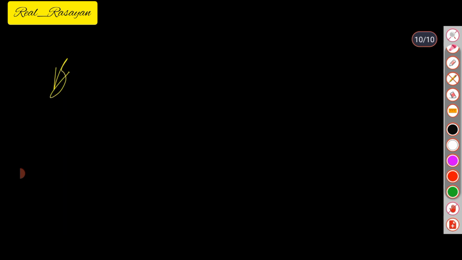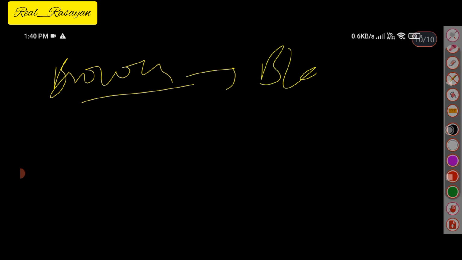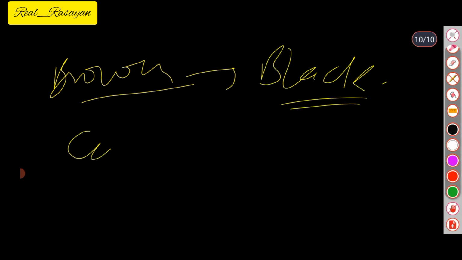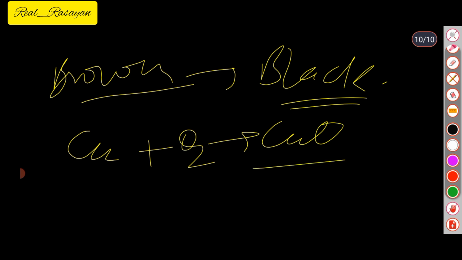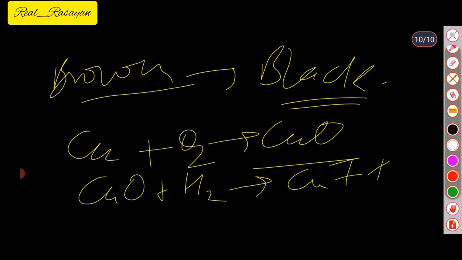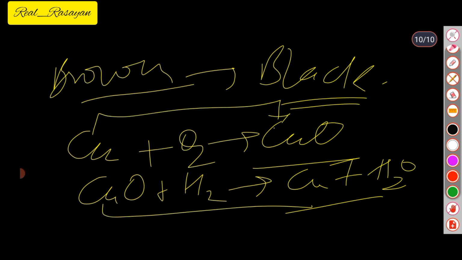Next is a brown colored substance that changes into black in air. That will be copper, which will form copper oxide. By passing hydrogen gas over this copper oxide, it will further get reduced and form copper and water. So the oxidation of copper in the first reaction and the reduction of copper in the second reaction. Addition of oxygen is oxidation and removal of oxygen is reduction, or sometimes addition of hydrogen is also reduction.